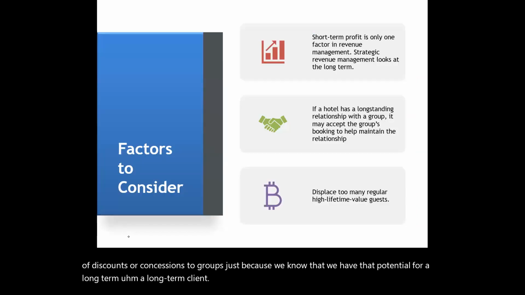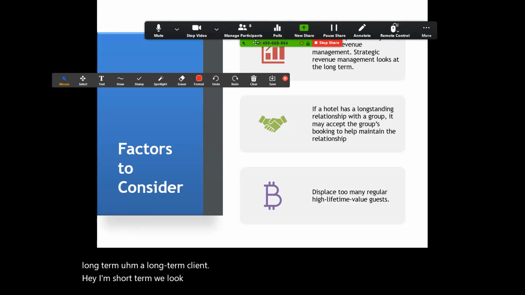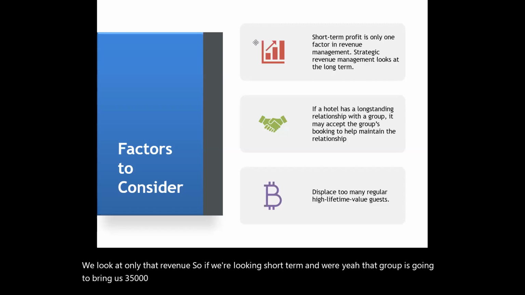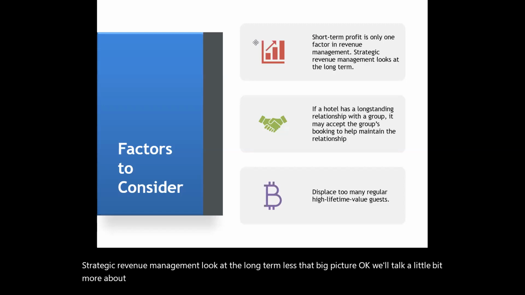Okay. Short term, we look at only the revenue. We look at only that revenue. So if we're looking short term and we're like, oh yeah, that group's going to bring us 35,000, that group's going to bring us 1.2 million. Yes, let's take that group. Okay. Strategic revenue management looks at the long term, looks at that big picture. Okay. We'll talk a little bit more about strategic revenue management in the coming chapters.